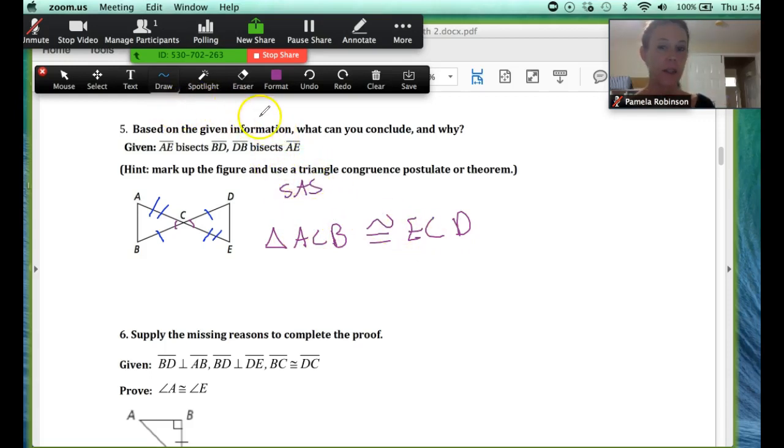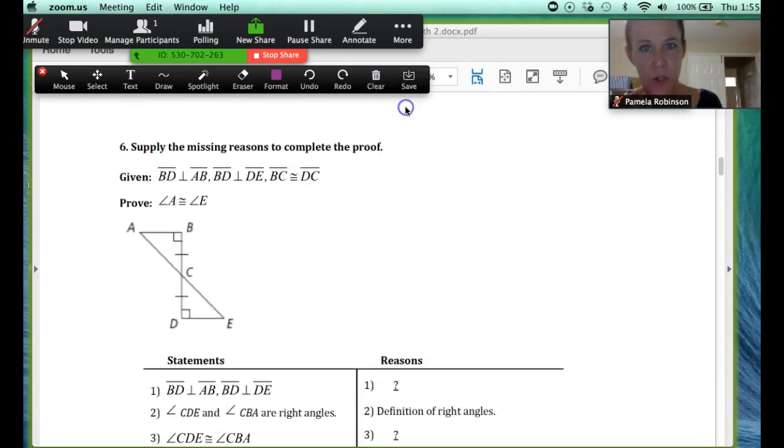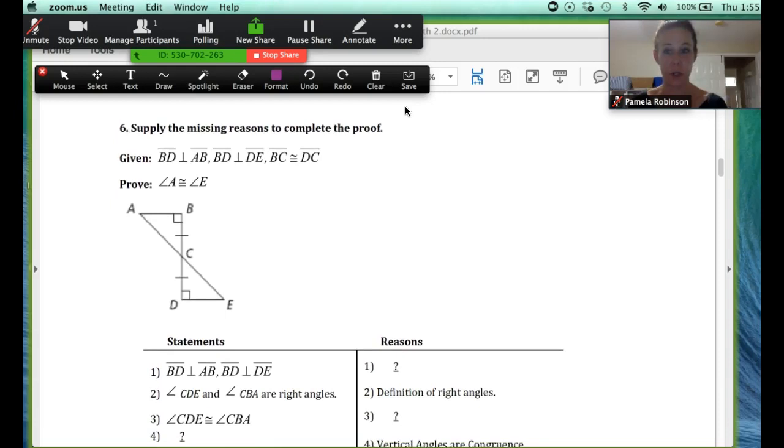Okay, so it says based on the given information, what can you conclude and why? I can conclude those are congruent by side, angle, side because the vertical angles are congruent. Okay, on to the next one. I'm having a hard time talking today. I'm trying to go through this quickly, and you guys can pause it if you need to go slower.